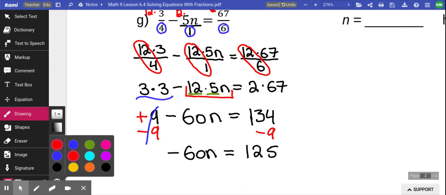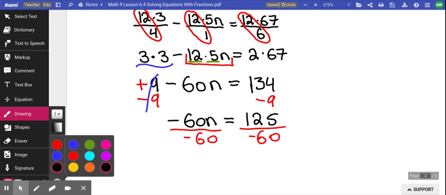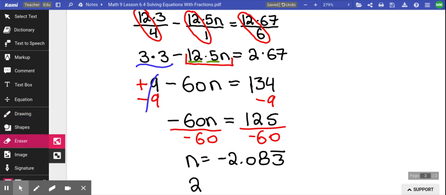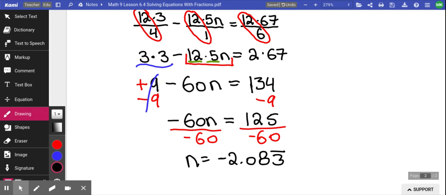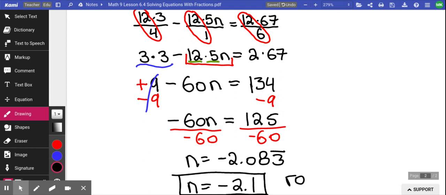I then can divide both sides by negative 60. So if I have 125 and I divide by negative 60, I end up getting 2.083 repeated, which I'm going to write like this. So n equals negative 2.083 repeated. That would round, it said to the nearest tenth, I believe, at the front of the page, to negative 2.1. And that's a rounded answer.